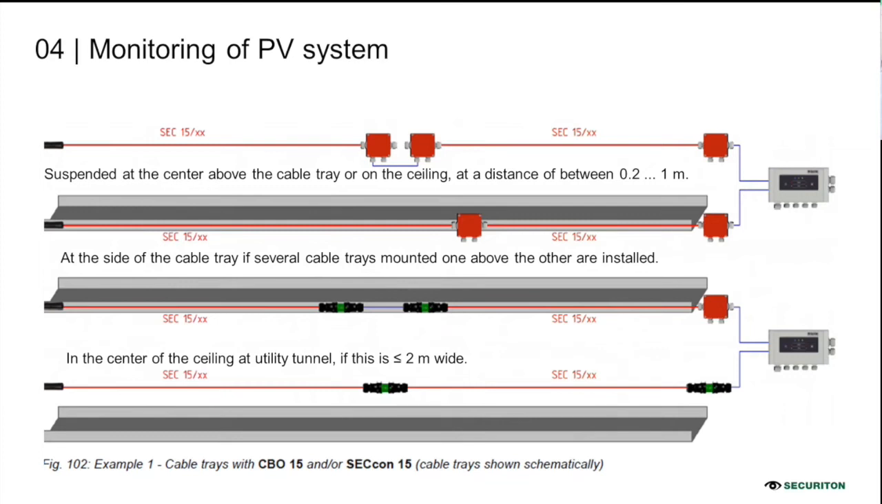You can use a normal cable, and the connected areas or the protected areas shall be used with the SEC15 cable. So that's also possible. So those are the methods of how to run the cables on the cable trunking.